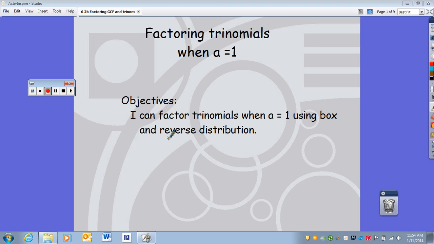In this lesson, we are going to continue factoring trinomials with a equal to 1 and also making sure that we take out the greatest common factor. We are going to demonstrate this using the box method or reverse distribution.